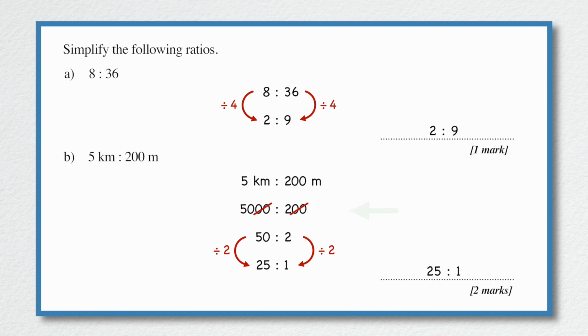So that would be 1 mark for converting the units from kilometres to metres. You could, of course, have converted the 200 metres into kilometres. And you get 1 mark for simplifying the ratio.